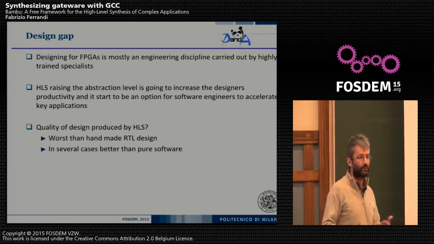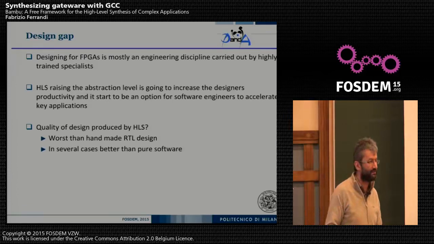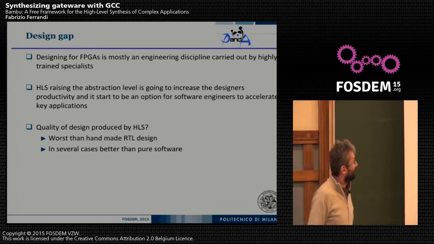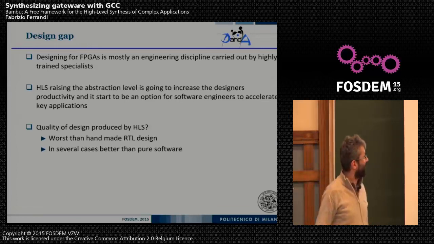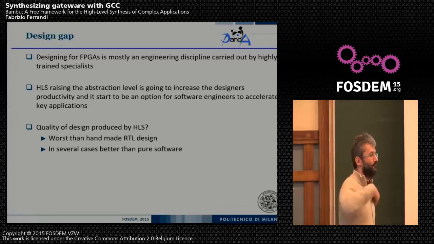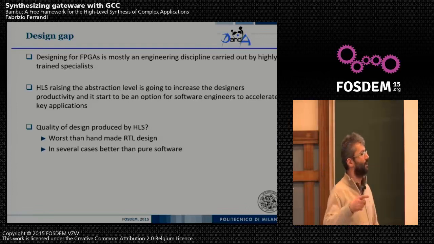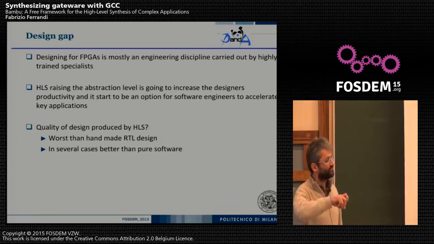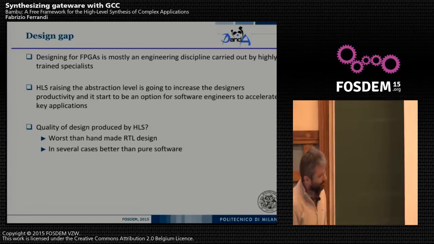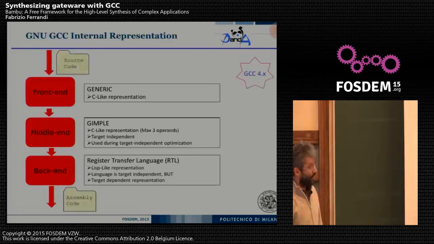If you write assembler code, you usually are able to do better than any kind of C or high-level languages for software programming. But that is one side of the problem. The other nice thing is that usually it's better than software programming. So if you have a microprocessor or microcontroller and you compare the results of the high-level synthesis, usually high-level synthesis wins. So that is another nice thing of HLS.